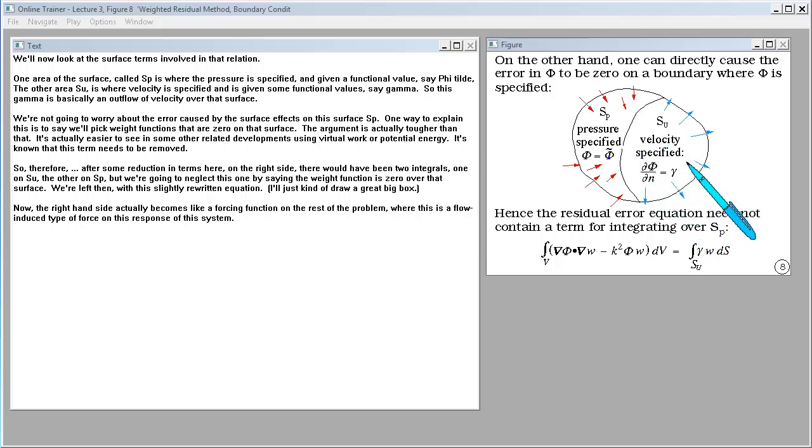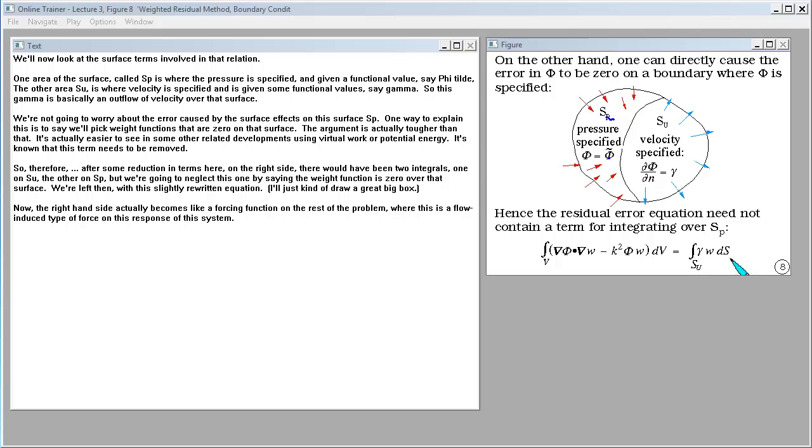Now, we're not going to worry about the error caused by the surface effects on this surface S sub p. One way to explain that is to say that we'll pick weight functions that are zero on that surface. The argument is actually tougher than that. It's easier to see in some other related developments using virtual work or potential energy, but it's known that this term needs to be removed.